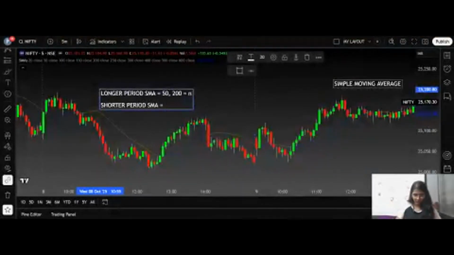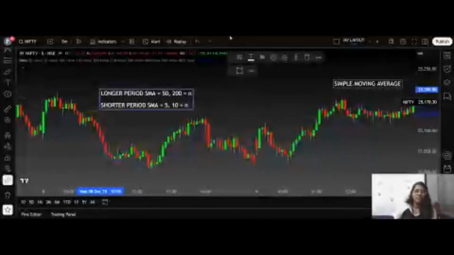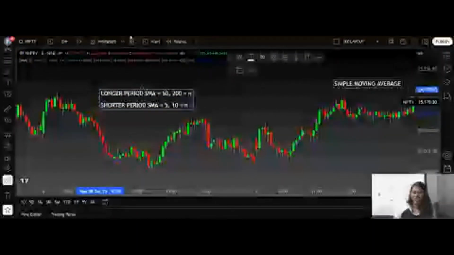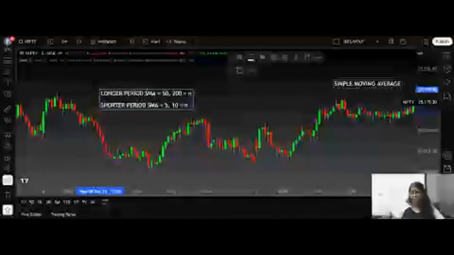which means we will take periods as 5, 10, etc., equal to small n. So if the periods are less, like 5 day, 10 day, then we'll take shorter period SMA. If the periods are more, like 50, 200, then we'll call it longer period SMA. This is very simple. This is not so technical. A very simple term which we define. The range of small n defines if it is a longer or shorter period.